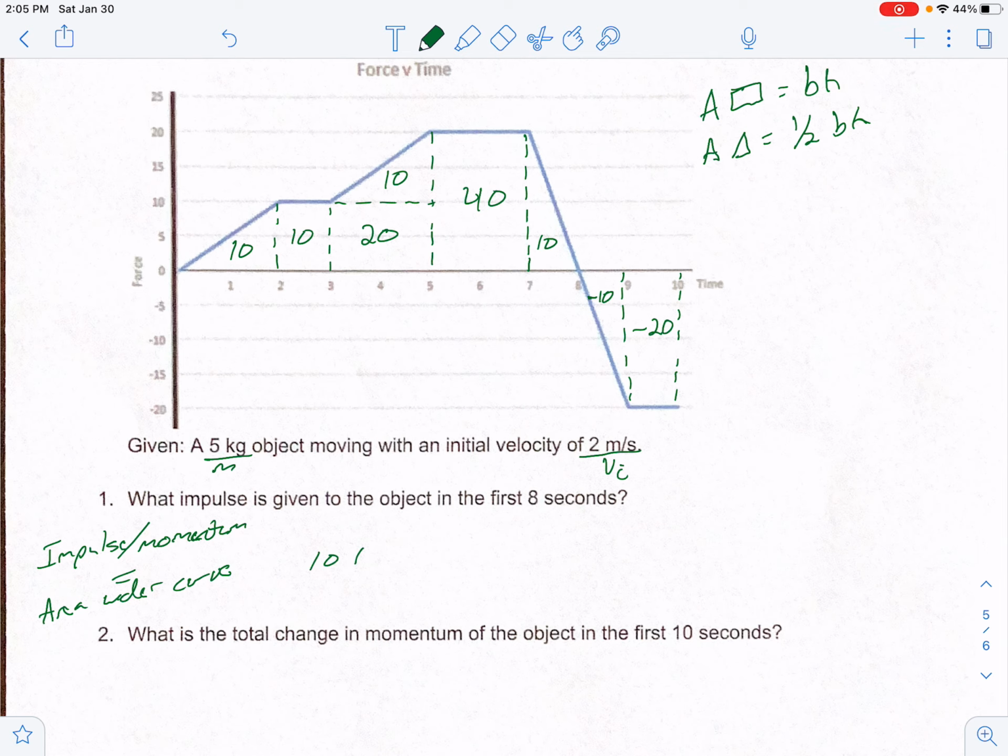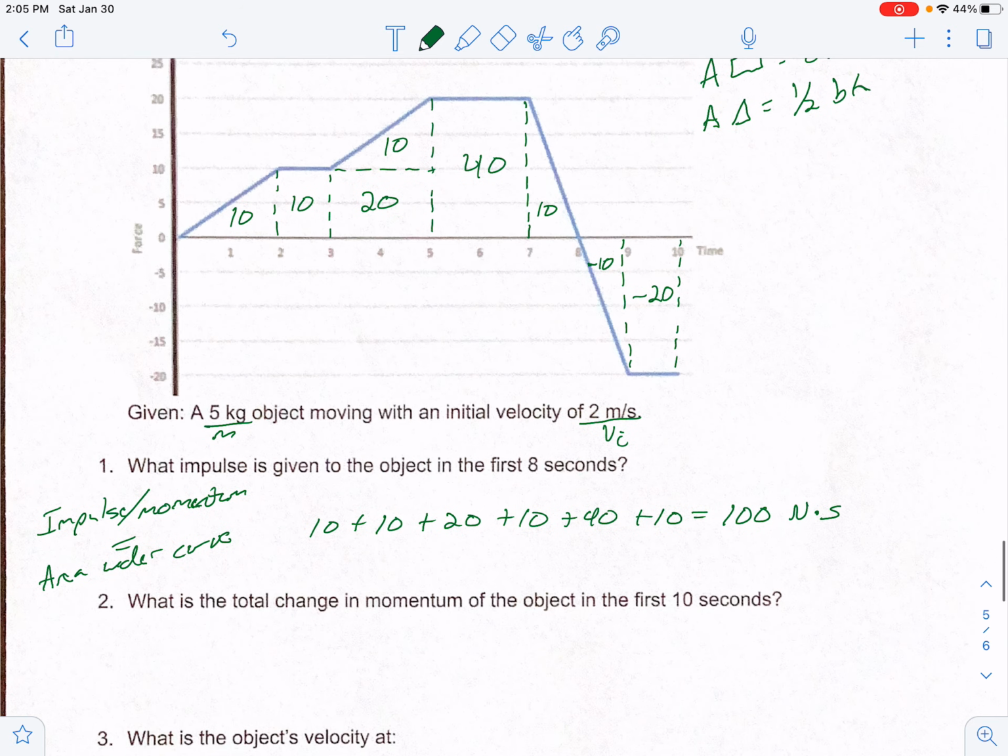So 10 plus 10 plus 20 plus 10 plus 40 plus 10, and that gives you an impulse of 100 newtons times seconds. Simple as that. If it was said this is the first 7 seconds, you would have just stopped at 7 seconds. You just add up until they tell you to stop, basically.